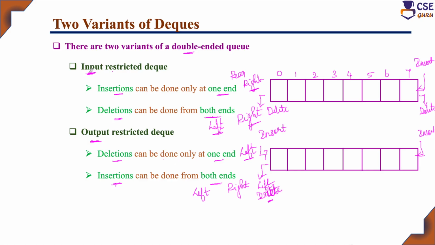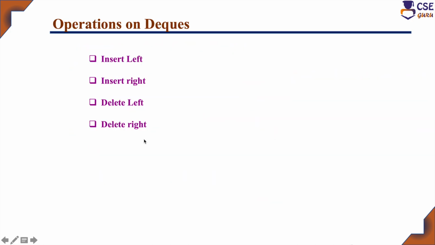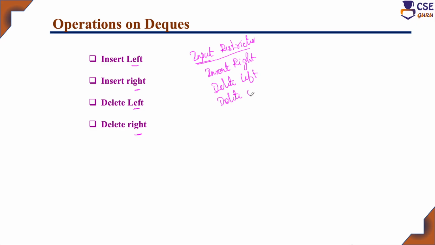So based on input restricted DQ and output restricted DQ, what operations can we perform? Four operations: insert left, insert right, delete left, delete right. If it is input restricted DQ, the operations we need to perform are insert right, and delete left as well as delete right. These three operations we have to perform when implementing input restricted DQ.